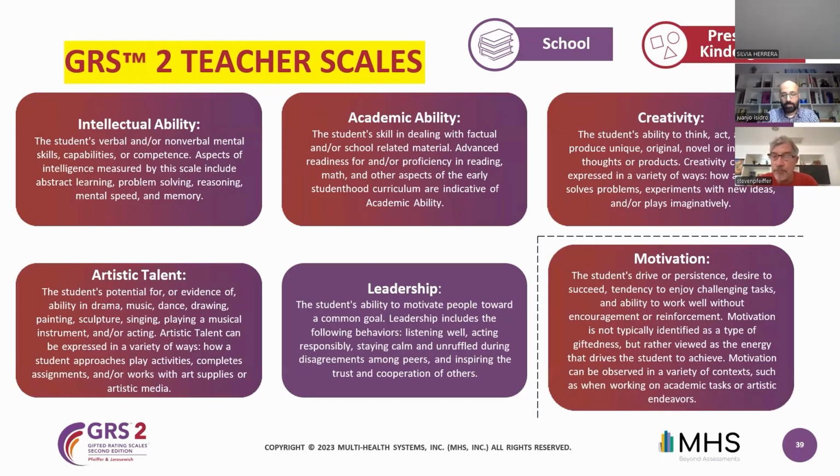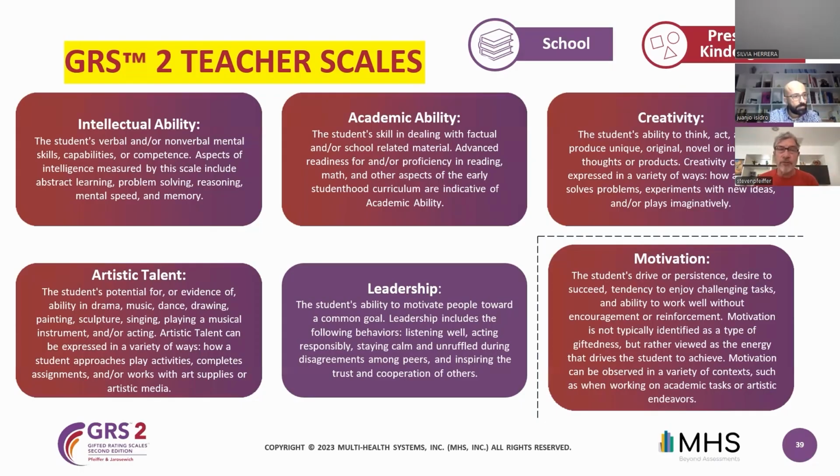And the last of the 6 scales that we have on the GRS2 teacher is motivation. Remember, we talked about from Renzulli's 3-ring model, motivation is important. We talked about other models like Tannenbaum's model, which talked about personality, and motivation fits into that. We're asking the teacher to rate students on their persistence, their desire to succeed, how excited they are with challenging tasks, their ability to work and not give up when they encounter difficulties. So motivation is our 6th scale.